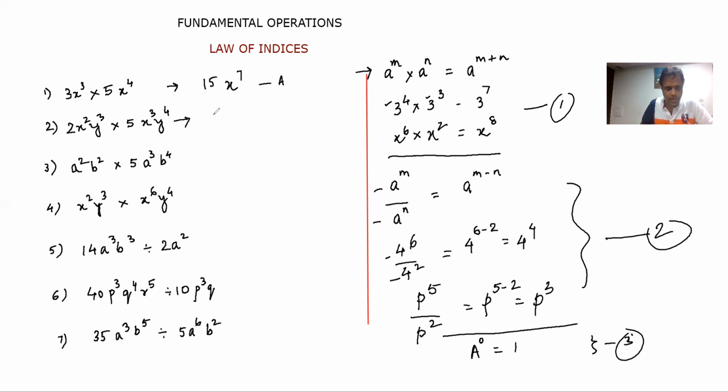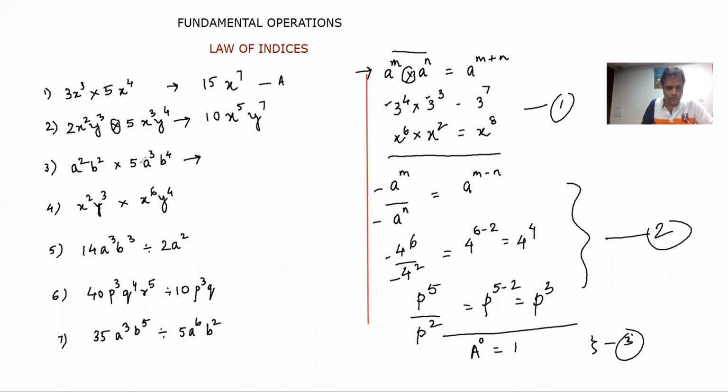First numbers multiply, 2 into 5, 10. Then the variables x, see in both the terms, one is 2, another is 3. So what will happen? x to the power 2 plus 3, 5, and y to the power 3 plus 4, 7. Please note this is multiplication. We are talking about multiplication. We are using this law.